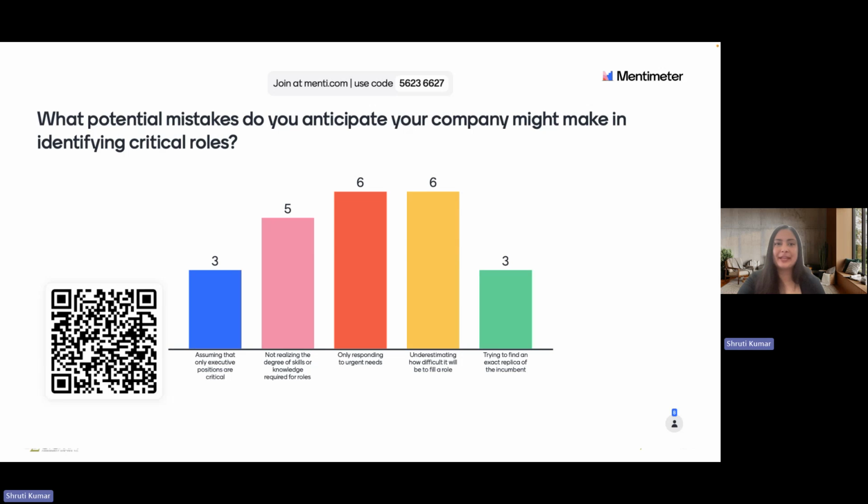Thank you all for your participation. So some varied challenges here. All right, with a lot of responses saying perhaps the organization would only respond to urgent need, or perhaps underestimate how difficult it will be to fill a role. All right, so let's chat about each of these in more detail.